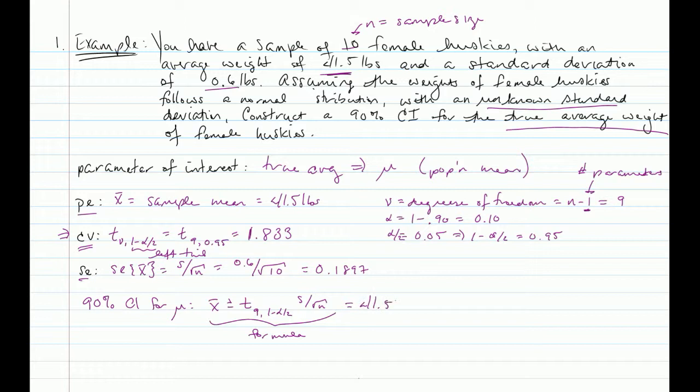So that's going to be 41.5 pounds plus or minus our t of 1.833 times our standard error of 0.1897. Now we have to add like units, so it turns out that this standard error is in the same units. Our standard deviation is in pounds, so our standard error is in pounds. So we're okay, we're adding pounds to pounds. And we finally solve this. It turns out our confidence interval for mu at the 90% level is 41.153 up to 41.847. And the units on this, again, is in pounds.